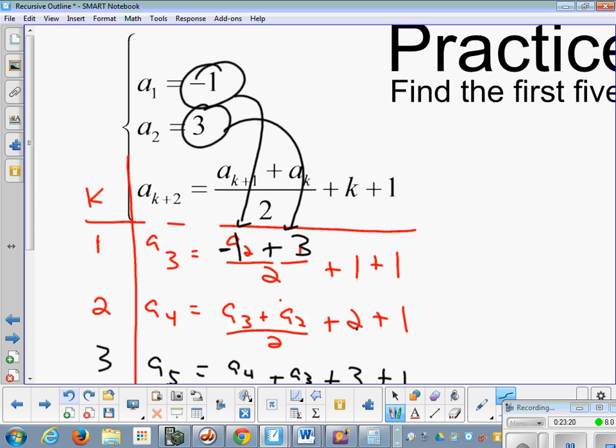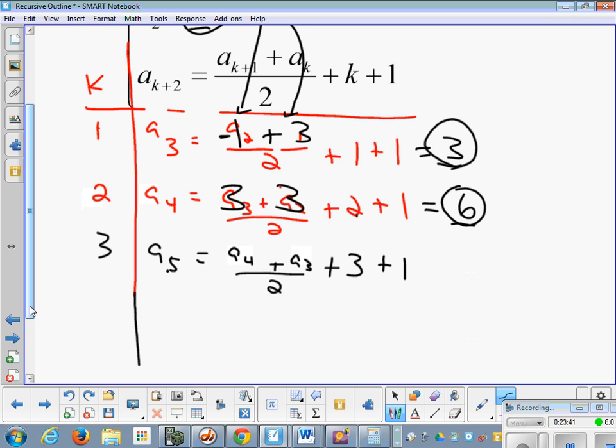Negative 1 plus 3 is 2 over 2 is 1. 1 plus 1 plus 1 is 3. Interesting. So now I plug the two 3's in. 3 plus 3 over 2 is 6 over 2 is 3. 3 plus 2 plus 1 is 6. That gives me a 6. And now I take my 6 goes here, that's A4, and 3 goes here, that's A3. 6 plus 3 is 9 over 2, it's 4.5 plus 3 plus 1 is 8.5.